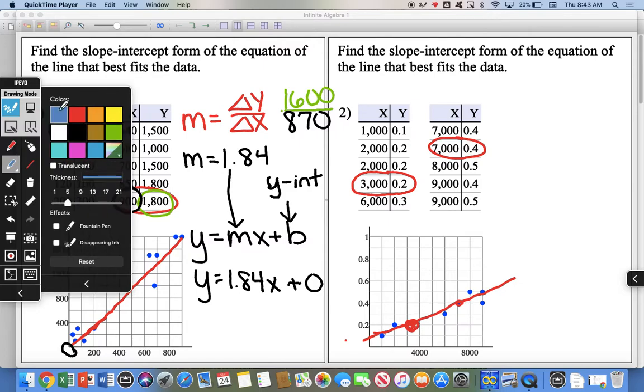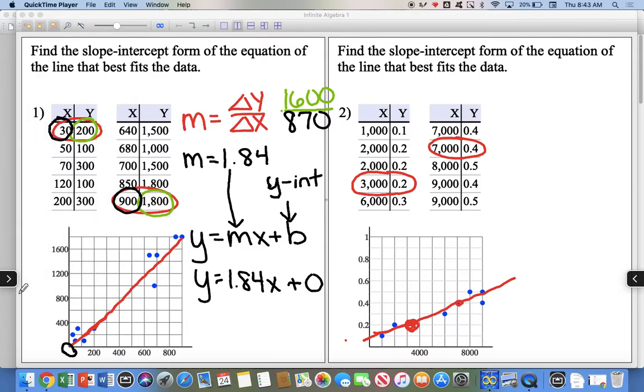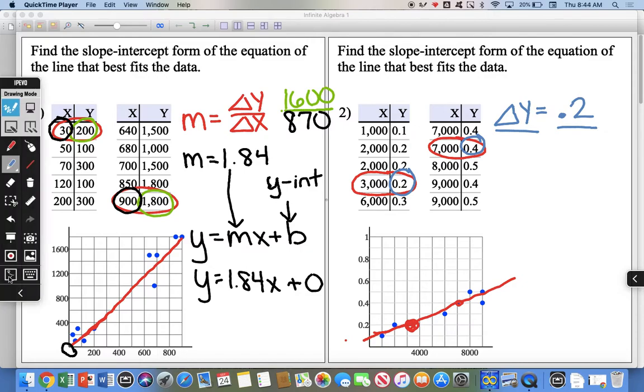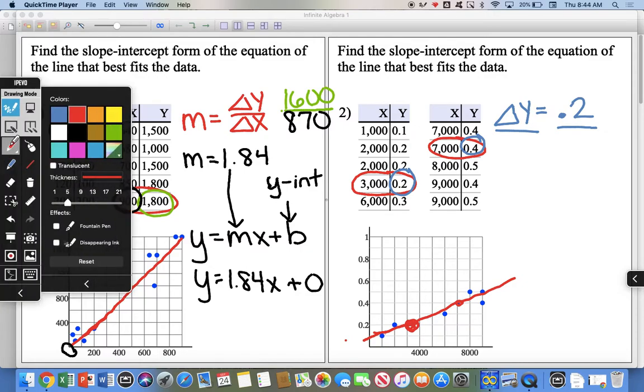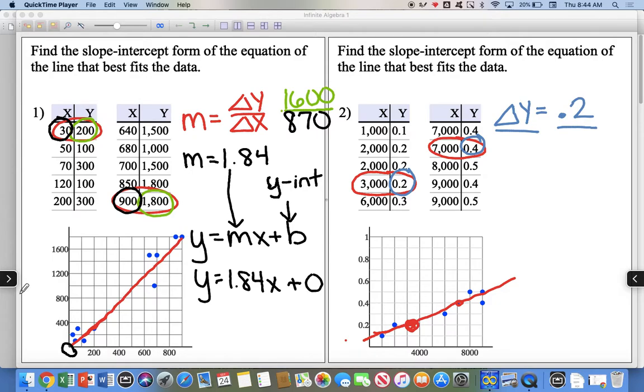So if we take a look at this, we got to do change in y first. So the y coordinates, it goes from 0.2 to 0.4. So what's my change in y? How much, if it goes from 0.2 to 0.4? Yep, that's an increase by 0.2. All right, now for change in x. It goes from 3,000 to 7,000. So what's our change?